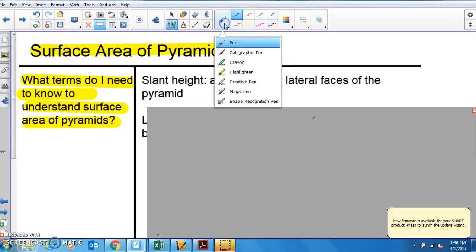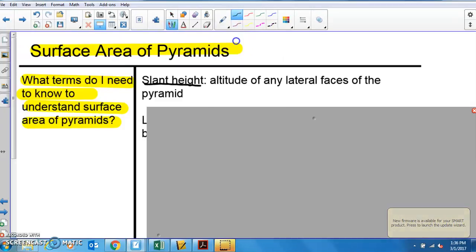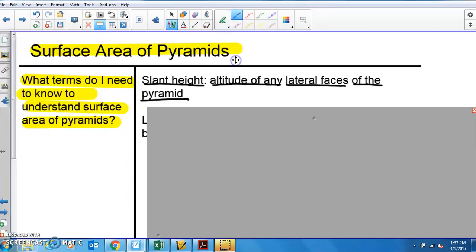All right. Slant height refers to the altitude of any lateral face of a pyramid. What that means is imagine looking in your social studies book at a picture of a pyramid. The faces or the sides that are going up to the point, those are called lateral faces. So it's the altitude of any of the lateral faces of that pyramid, meaning it's basically the height of that pyramid. So if you will copy down this information about slant height.